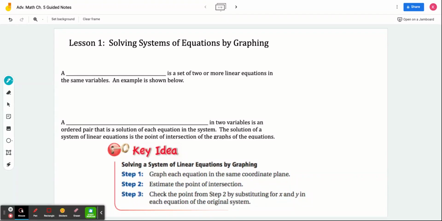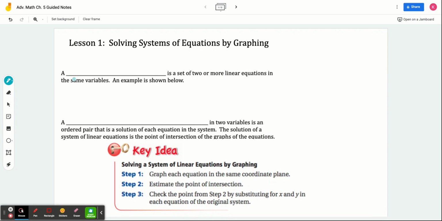Chapter 5, Lesson 1 is on solving systems of linear equations by graphing. So when we're talking about solving systems of equations, we're finding the point where the two lines intersect. There are going to be several ways that we're going to do that, and the first of which is by graphing both equations.